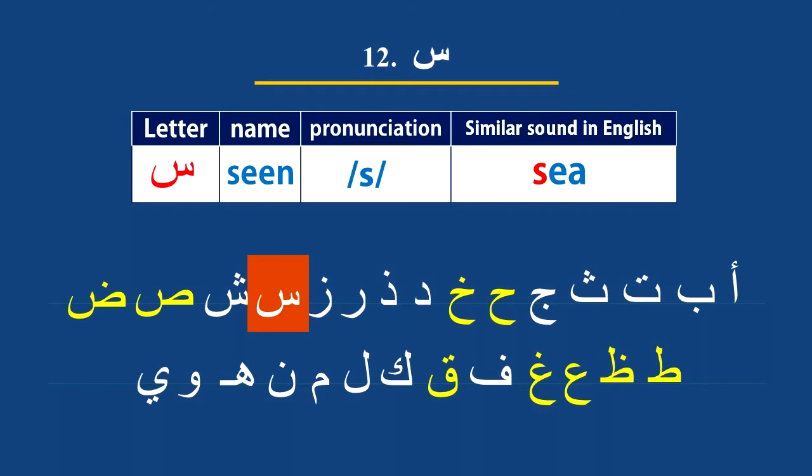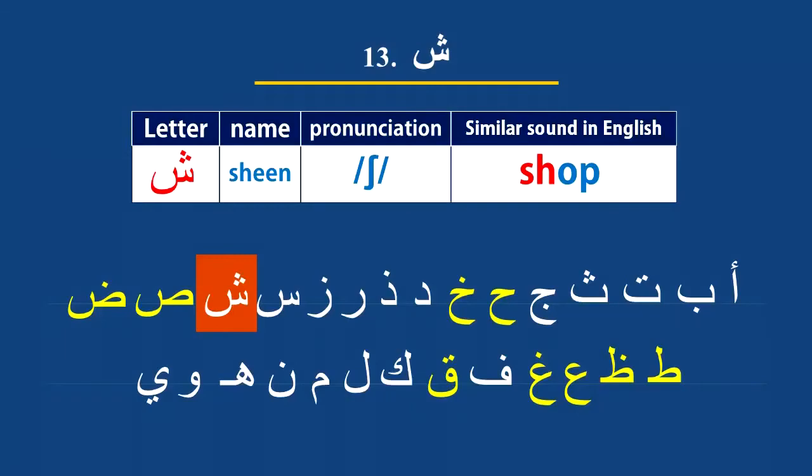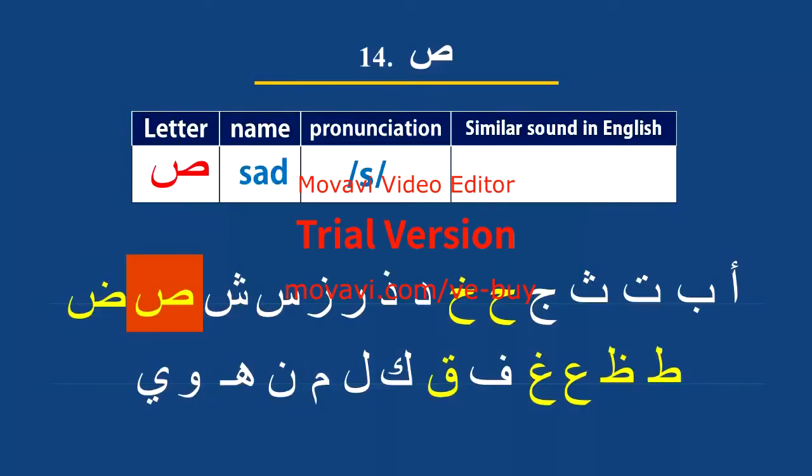Sin has the same pronunciation as the C of "C", and it is found with the S key. Sheen has the pronunciation of Sh, just like the Sh of "shab", and it is located with the A key.